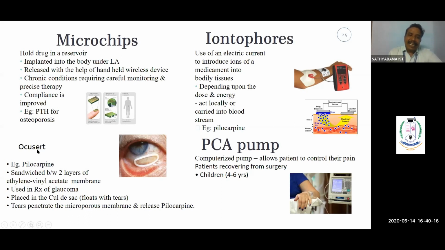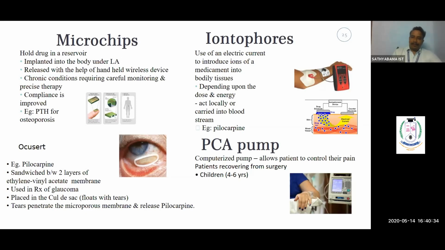Okay, and the next one is what we call an Ocusert. It's an insert and an ocular, so it's called an Ocusert, insert and ocular. These are vinyl membranes which are advisable for glaucoma treatment.